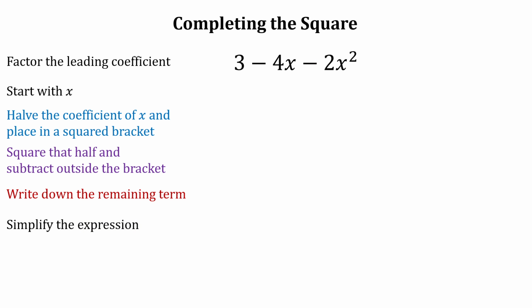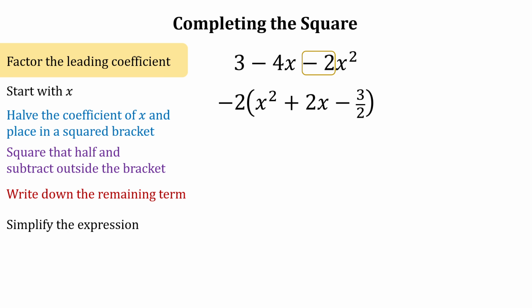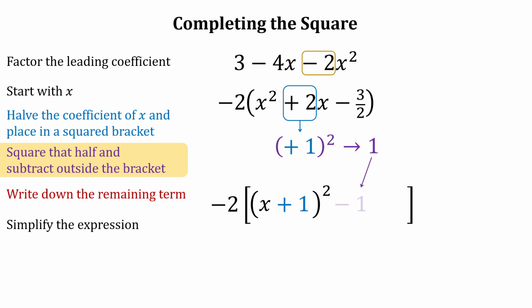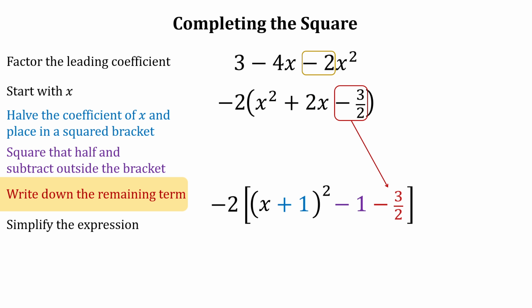Let's try this one. We can factor out the leading coefficient, -2. The expression becomes -2 times x squared plus 2x minus 3 over 2 in ascending power of x. Next, write -2 and inside the bracket start with x. Halve the coefficient of x and place it in a squared bracket. Then square that half and subtract outside the bracket. Next, write down the remaining term.